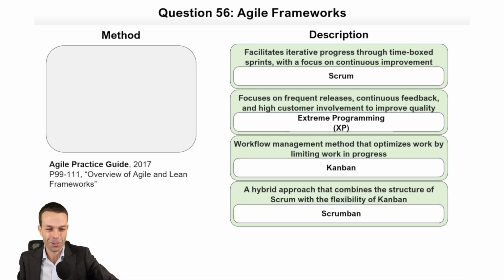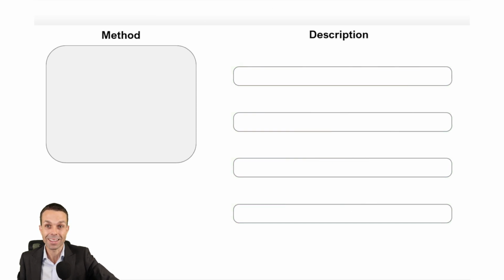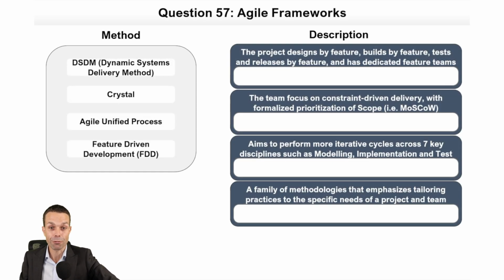And that has come through. Excellent work, guys. Page 99 to 111, that's all of the Agile and Lean frameworks in the Agile Practice Guide, if you want to check that out for yourself. Okay, let's have a look at what we've got next. More Agile frameworks. Wow, that's good. And you're definitely going to get some stuff on Agile frameworks in your exam, so very, very handy to know.